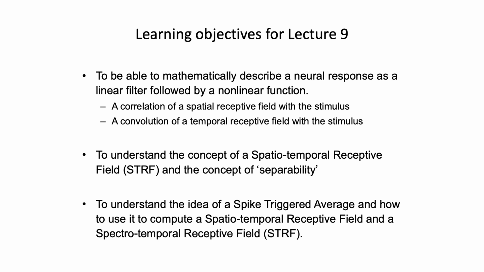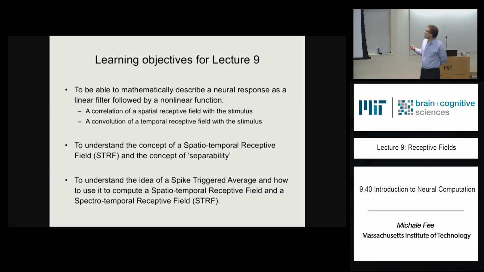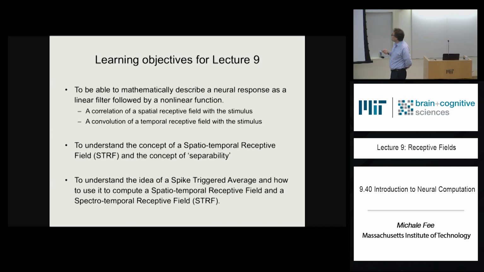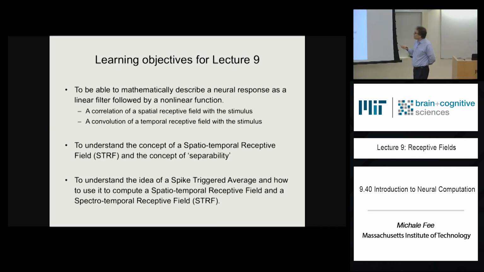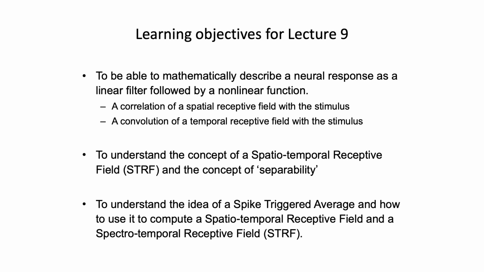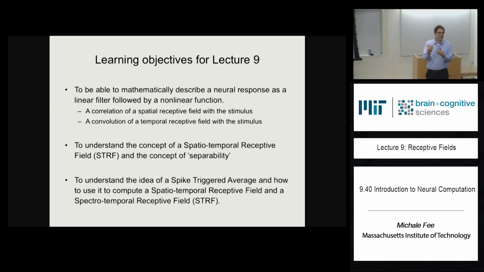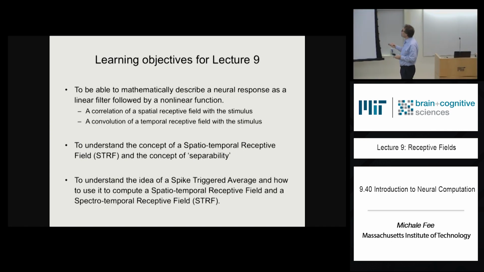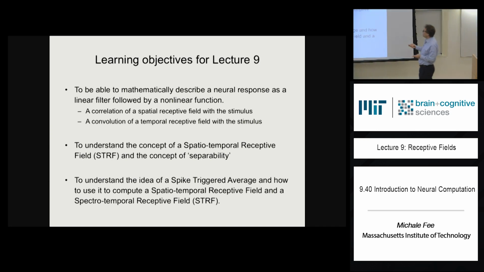And we're also going to talk about the idea of temporal receptive fields, which will be a convolution of a temporal receptive field with the stimulus. So the firing rate will be a convolution of a receptive field with the temporal structure of the stimulus. We're going to then combine these things into the concept of a spatio-temporal receptive field that simultaneously describes the spatial sensitivity and the temporal sensitivity of a neuron, as an STRF, as it's called. And we'll talk about the concept of separability.